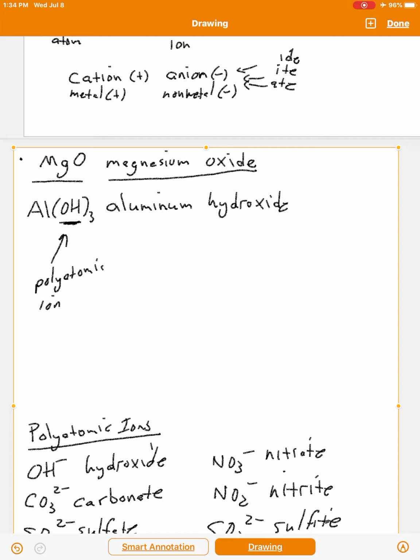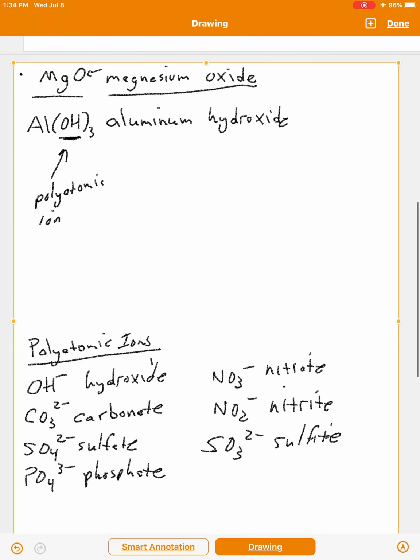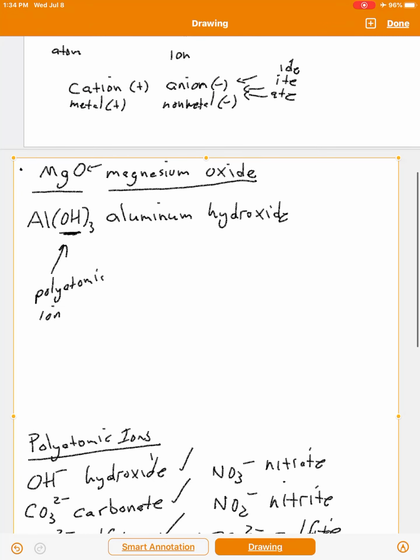So if the nonmetal is just one element, oxygen or sulfur, you just change the ending to IDE. Oxide, sulfide, nitride. If it's a polyatomic ion, you name it based on their given names. Okay? The fact that there are 3 hydroxides in this compound does not matter. That does not affect the naming of this compound.